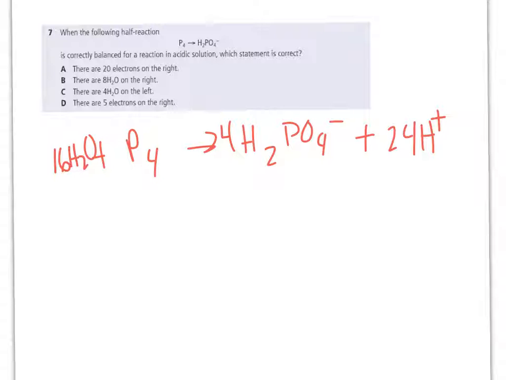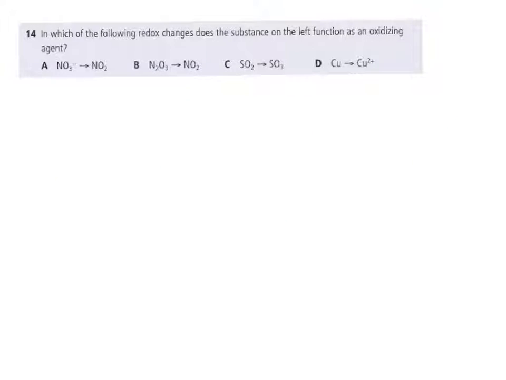So now when I figure out my charge, the left side is neutral. The right side, I now have a -4 charge and a +24. So I'm going to need 20 electrons on the product side. And that matches with A. There are 20 electrons on the right side. B, 8H2O. Nope, there's 16. C, 4H2O. Actually, this is on the wrong side. It's on the left. And no, it's not 4, it's 16. And then D is incorrect because there's actually 20 electrons on the right. So A would be my best choice.